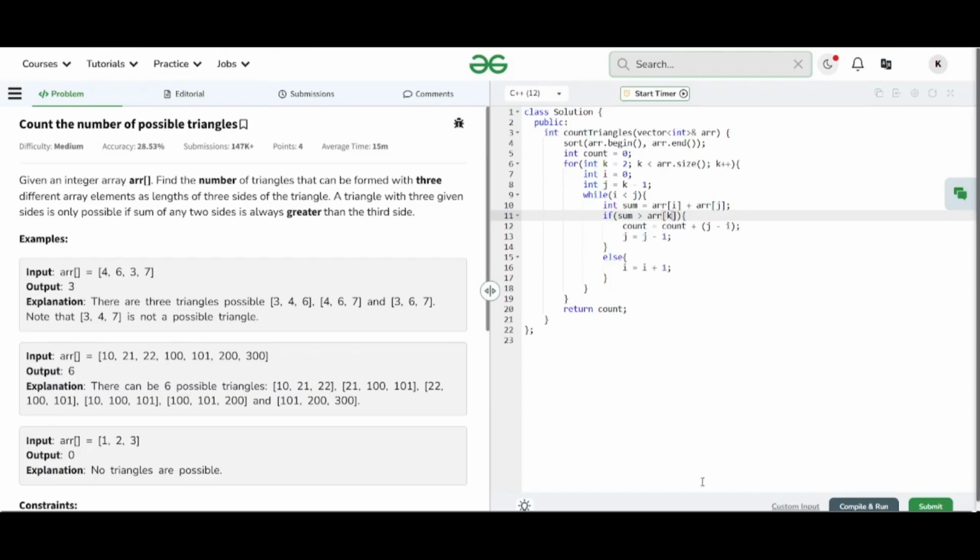So without wasting any more time, let us start off with today's POTD. Today's problem of the day of GFG is count the number of possible triangles. We will be provided with an integer array, and we have to find out the number of triangles that can be formed with 3 different array elements as the length of the 3 sides of the triangle. Note, a triangle with 3 given sides is possible if and only if the sum of any 2 sides of the triangle is greater than the third side.